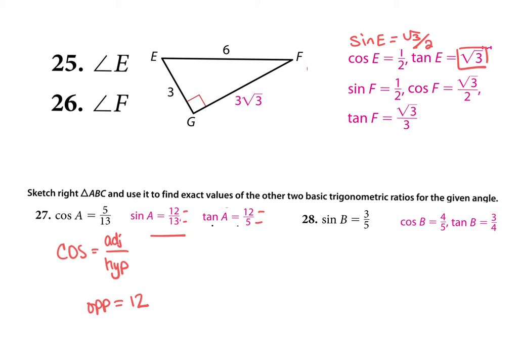For this next one, they gave you sine. So if they gave you sine, they gave you opposite over hypotenuse, and you had to solve for adjacent. Your adjacent side would have been 4, using the Pythagorean theorem. Then you would have put for cosine, adjacent over hypotenuse, for tangent, opposite over adjacent.